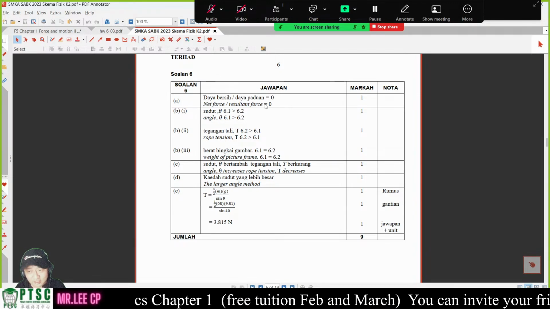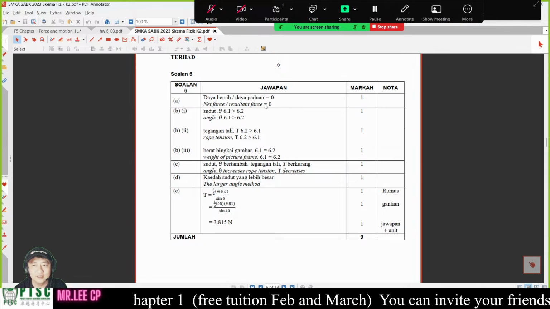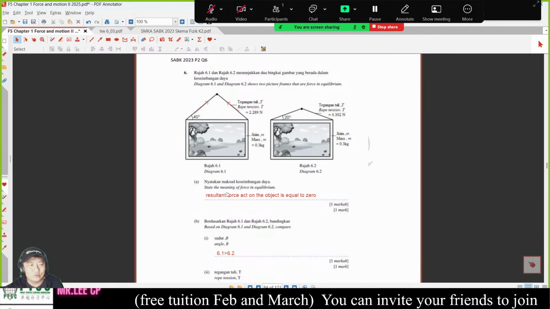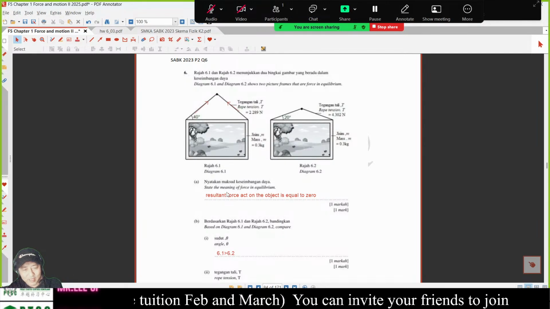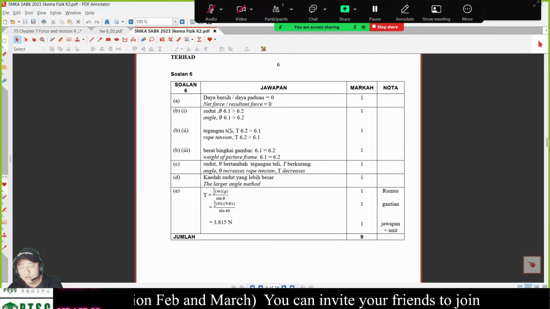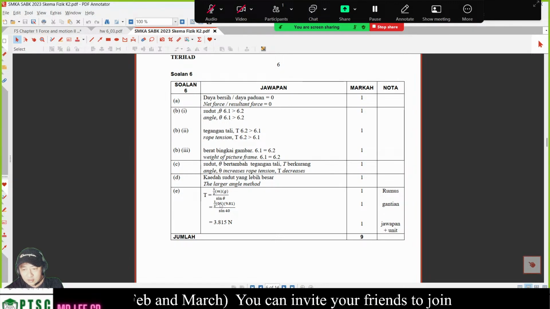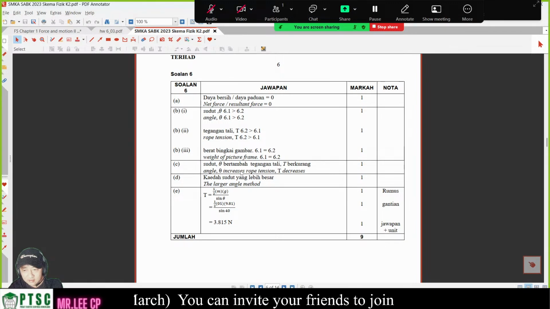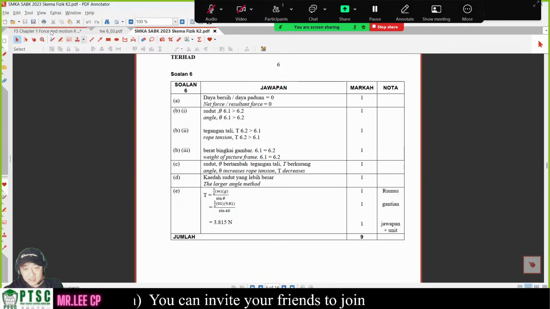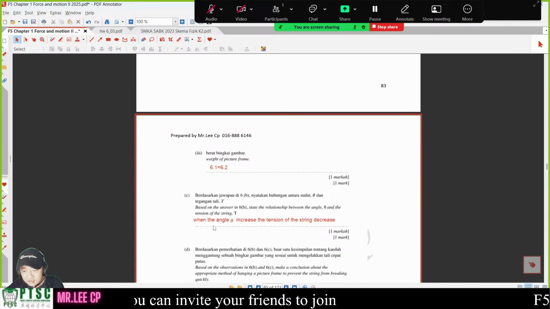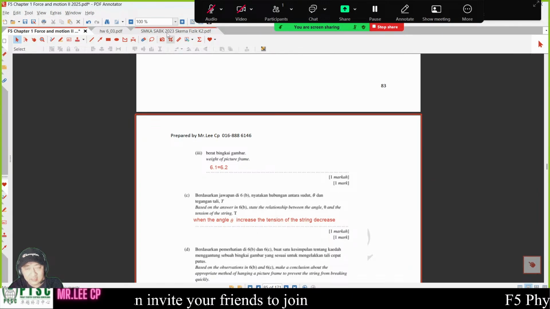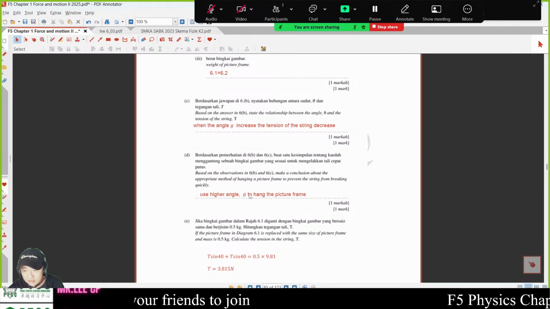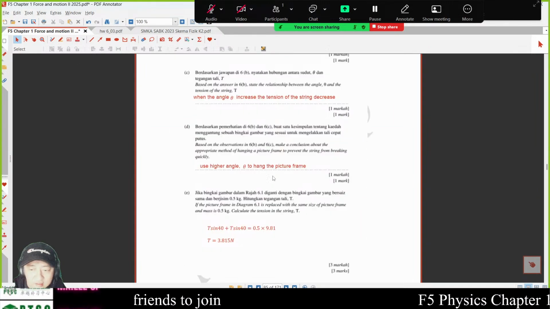Resultant force and net force are the same. Net force is equal to 0. But in this chapter we all use resultant force, so we use resultant force. But if you write net force, it is okay. 3.815, yeah, correct. Anchor increase, T decrease. The larger anchor. Use a higher angle to hang the picture. All right.